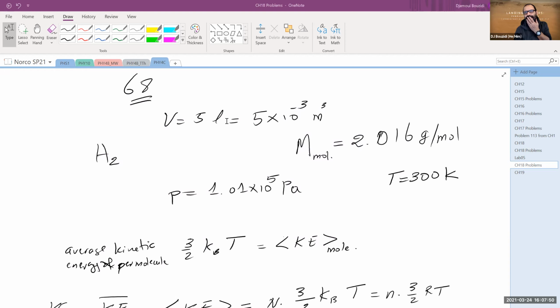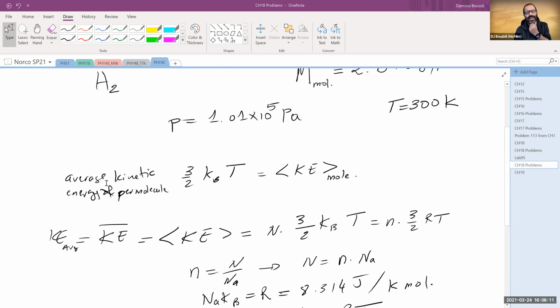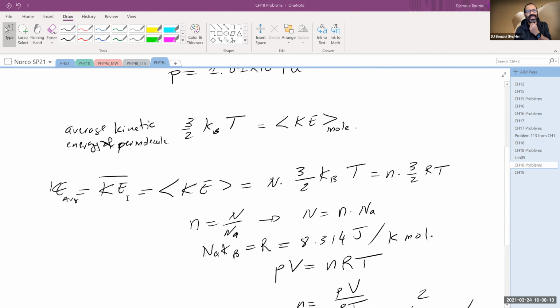Anyway, so basically in this case, we have the volume given in liters, converted, and they gave us also the molar mass. In this case, it's this quantity. I don't know why we need it now, but they give us a pressure, they give us a temperature. So this is an indication that if we use PV equals nRT, we're going to get the number of moles. And we need the number of moles if we want to find the average kinetic energy for the entire gas.